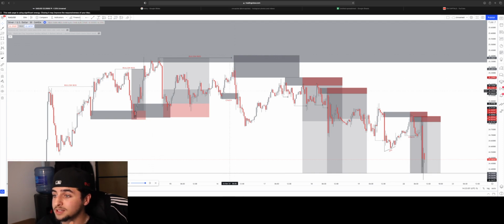However, we expected that this area of demand was going to hold. But as you can see, what happened? When price took out this high, it pulled back. We got into some longs here, and what happened? It took us out. Demand failed, and this low was now taken out.